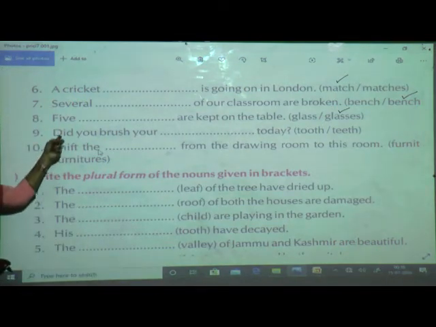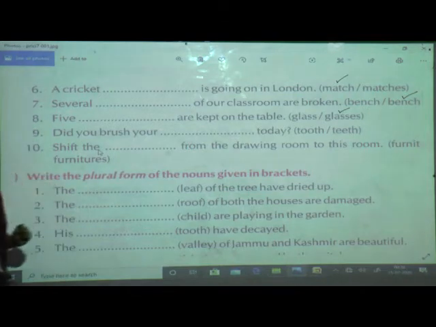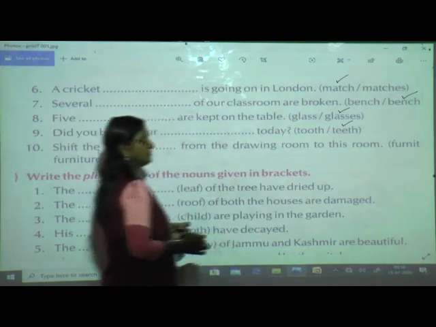Next, did you brush your dash today? So obviously we are going to brush our teeth. We are not going to brush our only one tooth. So what is our answer? Teeth.